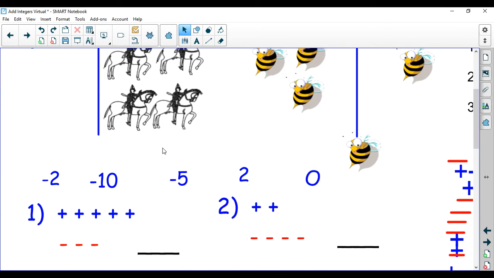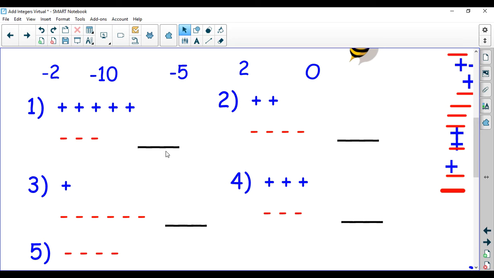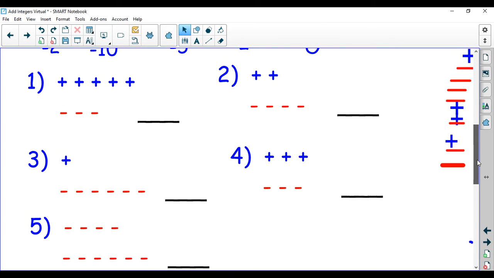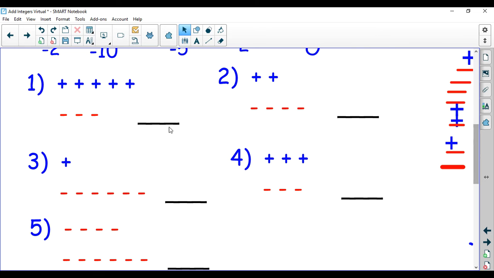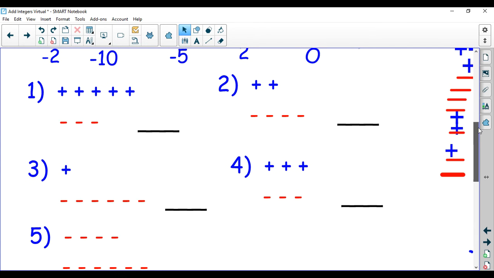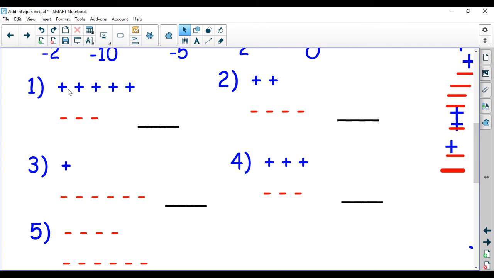Okay, we're going to change up the game just a little bit, and instead of having Bees and Cavaliers, we're going to have positives and negatives. In the first problem, we have 1, 2, 3, 4, 5 positives and 3 negatives. Who's got the advantage? The positives. By how many? By 2. So our answer would be positive 2.